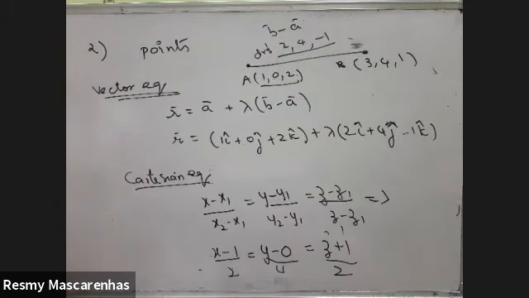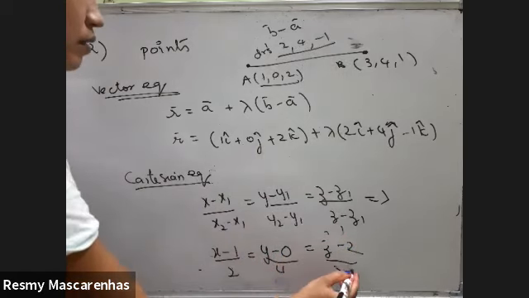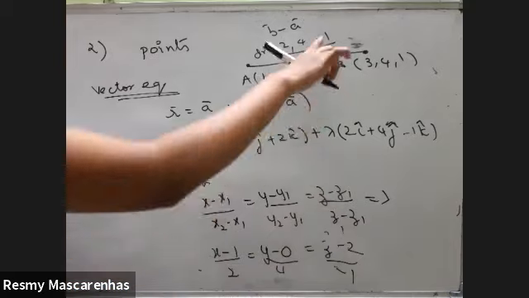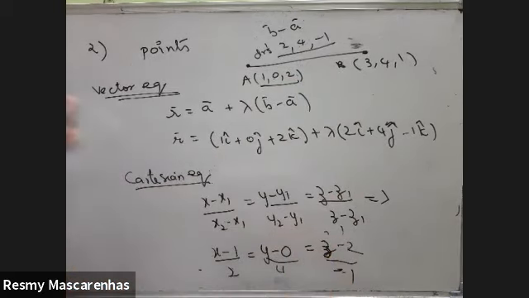Wait, I took the point opposite. Sorry. Minus 2 upon minus z minus 2 upon direction ratio will come at the denominator. So this is the Cartesian equation of a line. This is 4, that is minus 1.